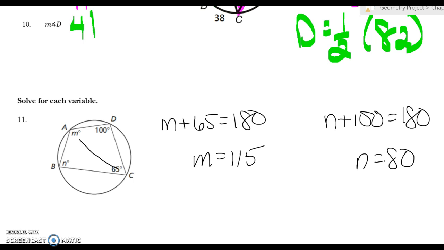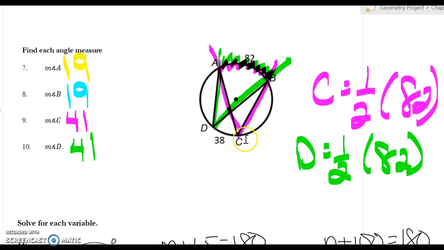Okay, so those are the basic rules to remember. I think the one that's going to be trickiest is this inscribed angle. But remember, just cover it up or trace it and see what arc it is. And remember, the angle equals half of the arc.